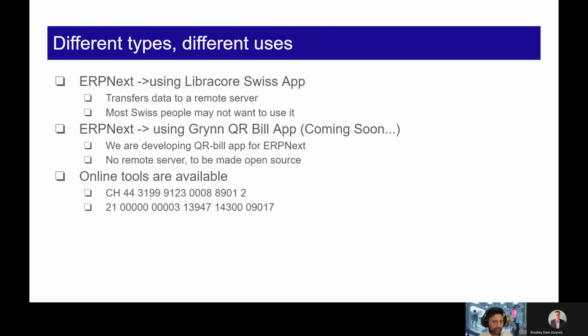We are creating a new app that doesn't use such a system, where the information is not sent to a third-party server. We're trying to create a system where the QR bill is generated within your app. So let's say you are running your own ERPNext system in your office, locally on premise. Then with this app, you can generate a QR bill without sending it to a remote server. That'll be a good thing. It's still work in progress, and hopefully it'll be released soon, and it's going to be open source, so you can download and install it.